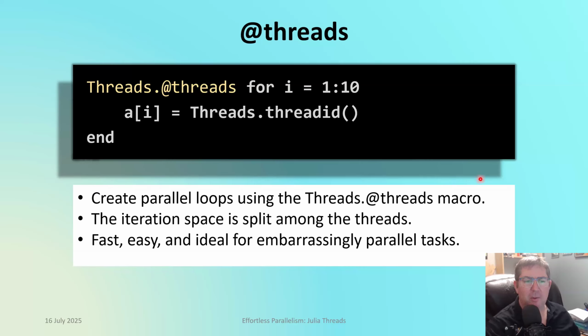Now, in this example, if you ignore the @threads part, this is just a regular everyday Julia loop that goes from 1 to 10, and it's going to assign to some array the thread ID that it happened to run on. And you could run this and see how the loop parallelism spreads out your calculations across different threads.